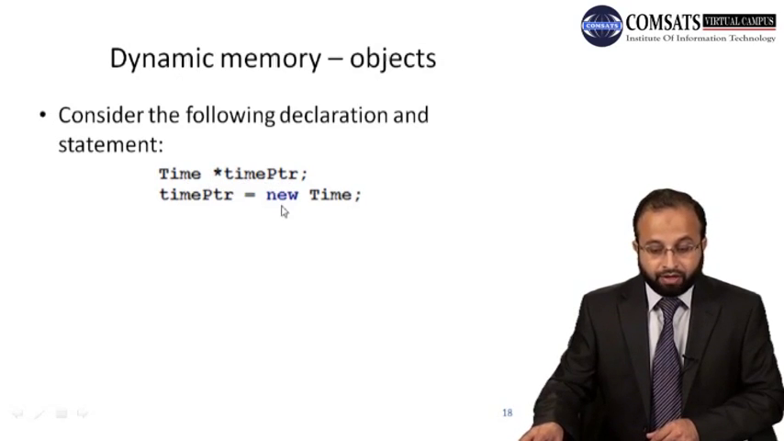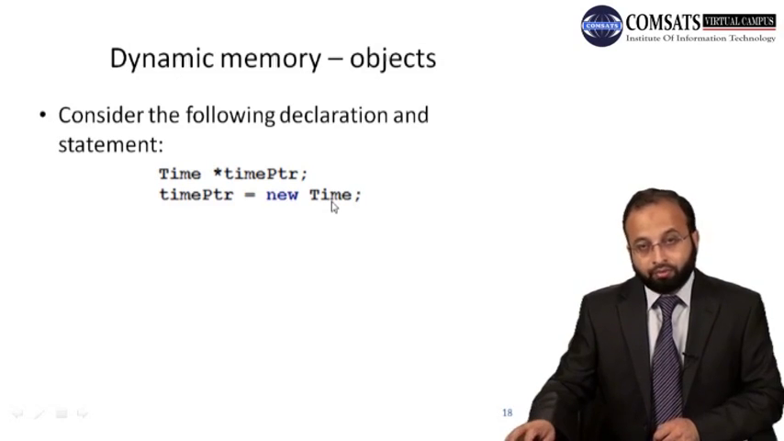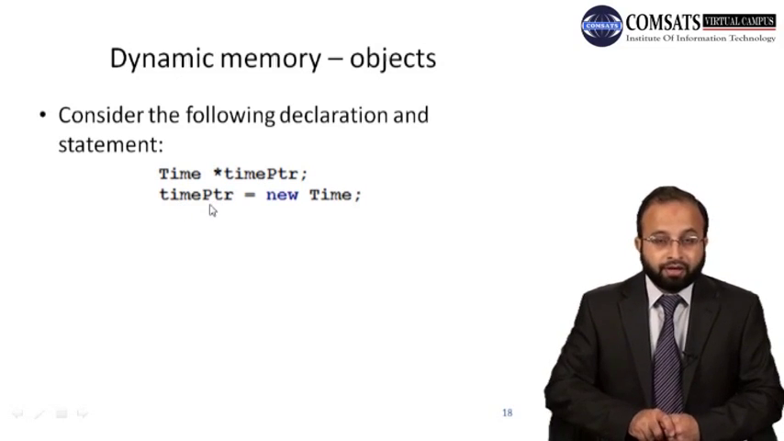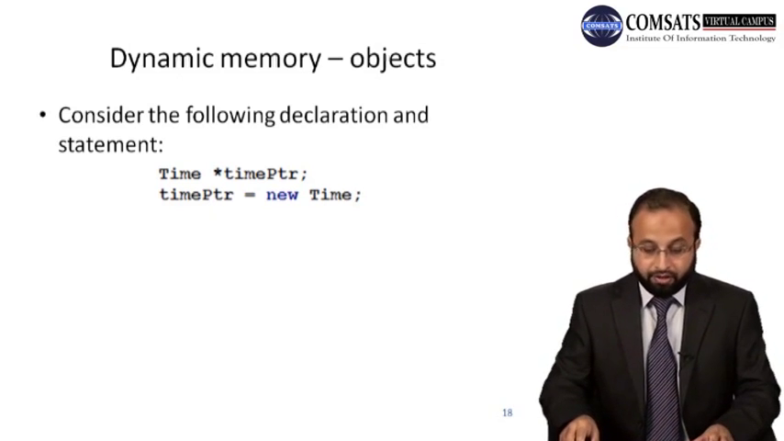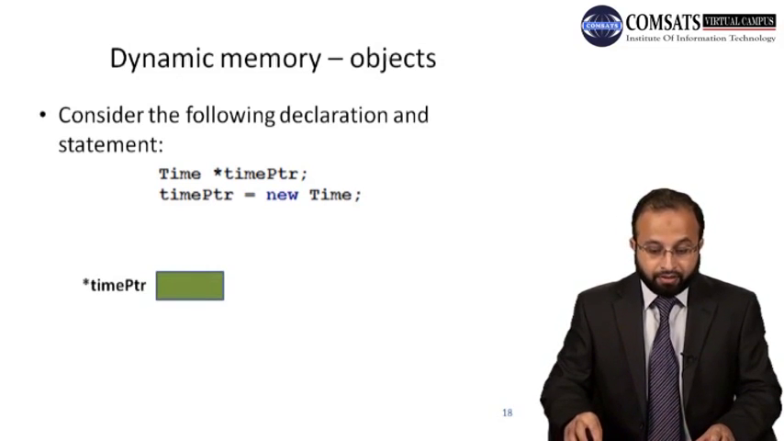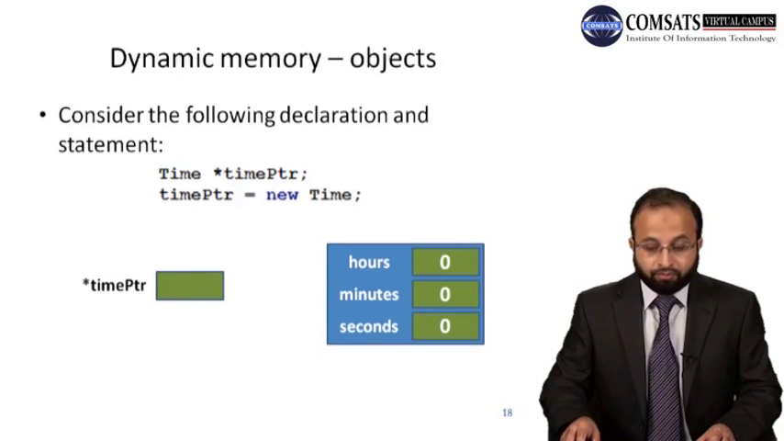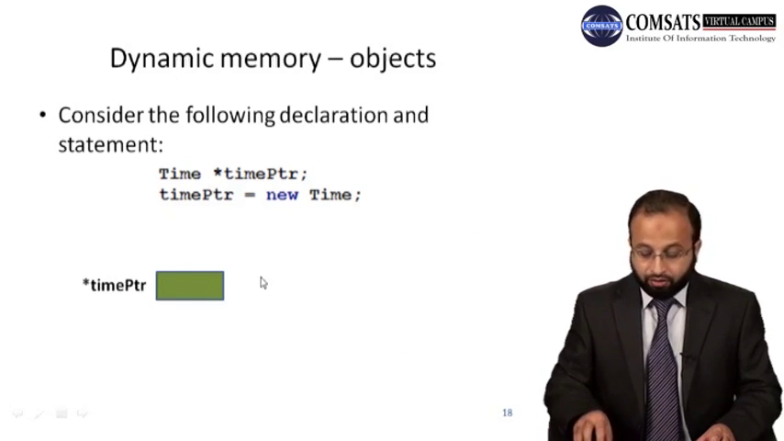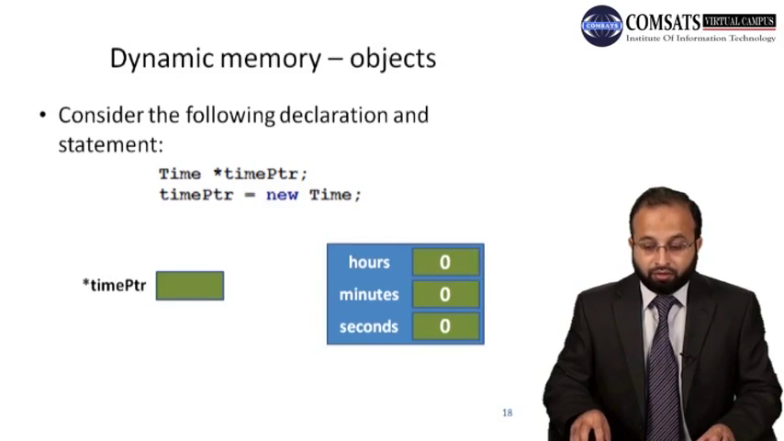Now the second statement is we are creating new time. So we are creating a memory for an object time. So memory will be allocated for the object, and the address of that memory location will be in time PTR. Now we can use the arrow operator with time PTR to access the private data member of that object. So this is time PTR, and this is the object. First of all, 4 bytes will be allocated for time PTR. Now new time means to create an object of time class. So this is an object of time class.